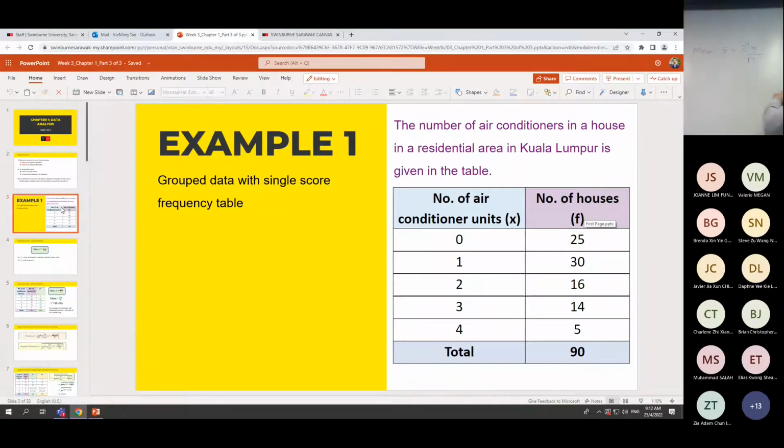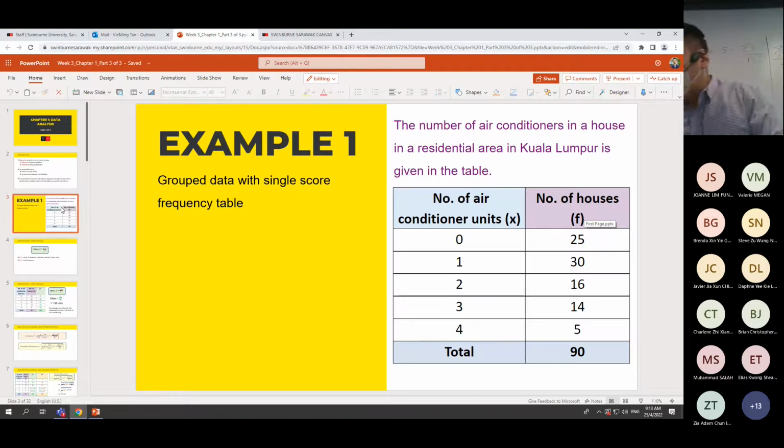This is for ungrouped data. So today we need to use this formula: total fx divided by total f. To calculate the mean value for grouped data like this, we use this formula. So what is the meaning of this frequency here? This frequency refers to the second column of the data, the number of houses. So total f in this case is equal to 90.